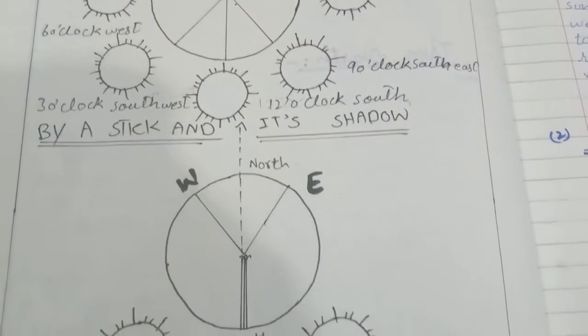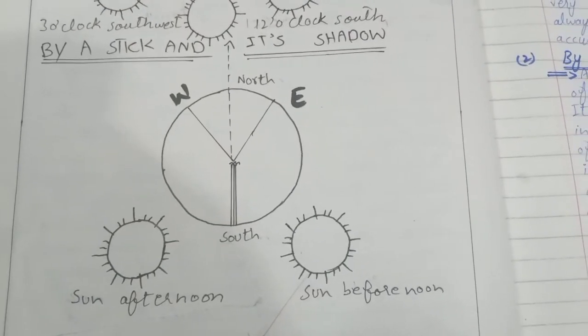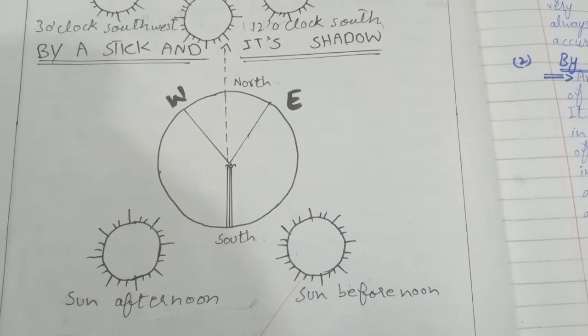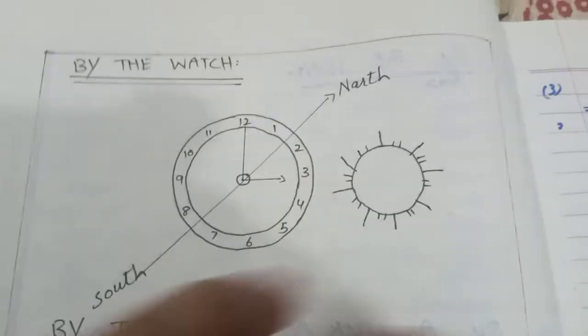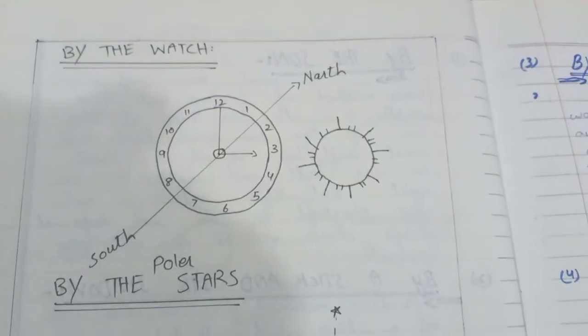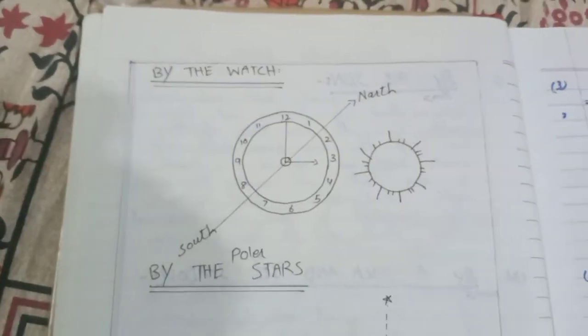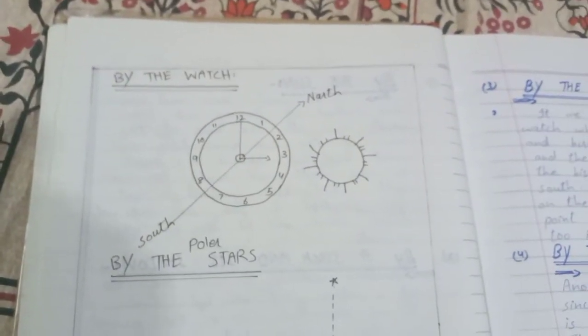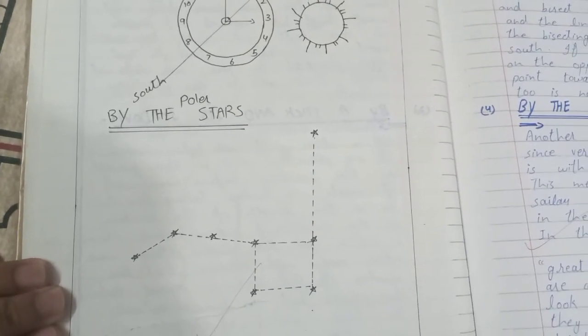Okay, now there is a second diagram, by the stick and its shadow method, and this is the diagram. You will make a circle and point out the directions north, south, east, west, before noon and afternoon. In the method by the watch, you will draw this diagram, a very easy diagram. You will draw a watch here, and for the polar star, this is the required diagram.